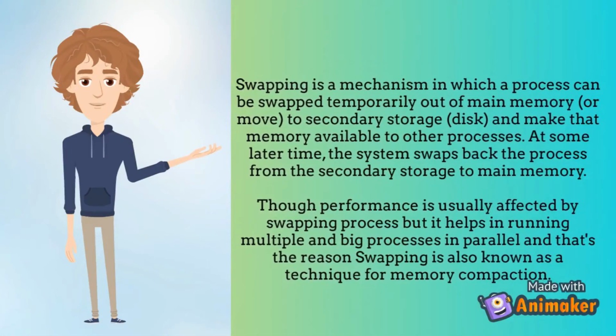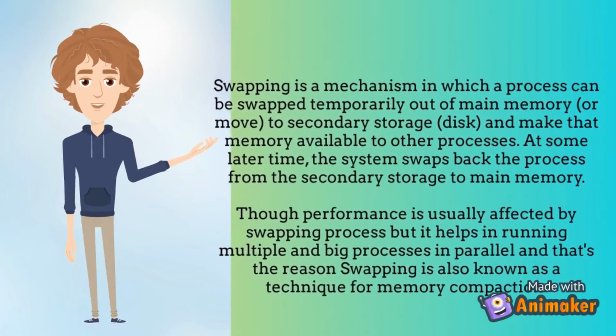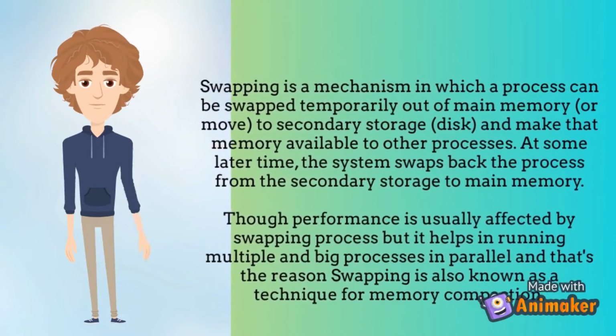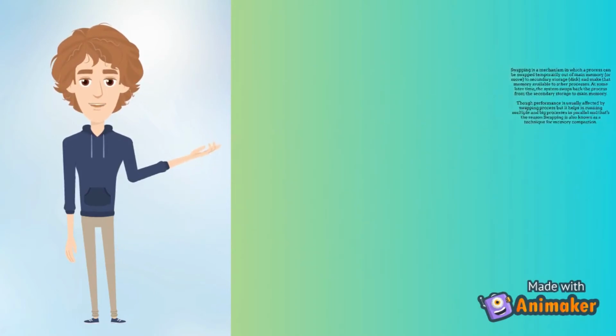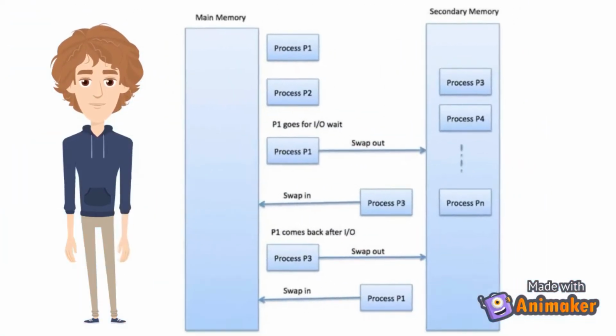Swapping refers to a mechanism in which a process is swapped temporarily out of main memory to secondary storage and makes the memory available for other processes. This helps in running multiple and big processes in parallel, and that's the reason swapping is also known as a technique for memory compaction. This allows multiprocessing and it sometimes becomes time saving also, because the programs which are not of more priority are stopped, and the programs which are needed at that time, which are of more priority, are given space so they can be executed.